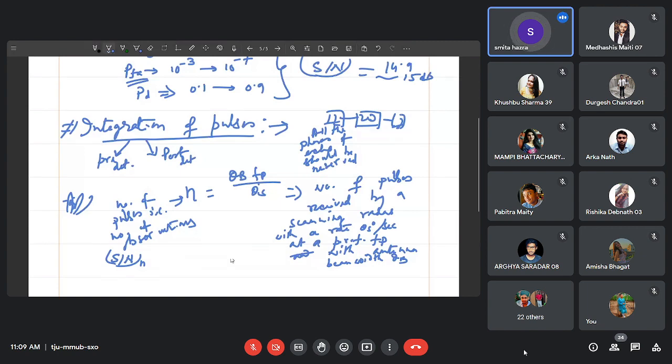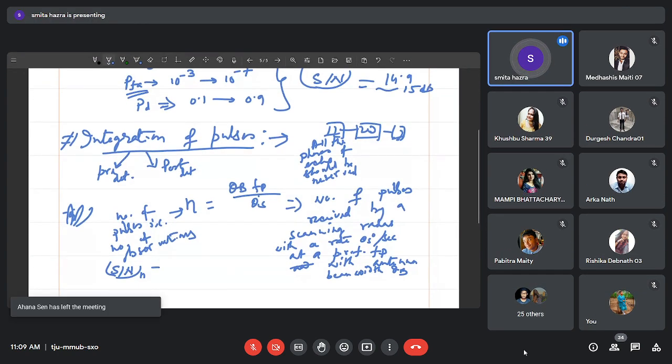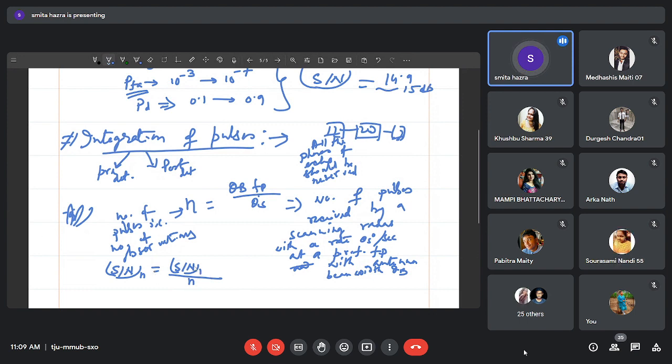The number of pulses integrated there, that value is equal to S by N, which is obtained with a single observation, by N. Okay, so what is the factor? This is also S by N, this is also S by N. This S by N is when we are taking a single observation. This S by N is also for a single observation, but that we have obtained after N integrations. So this is equal to N times of this.